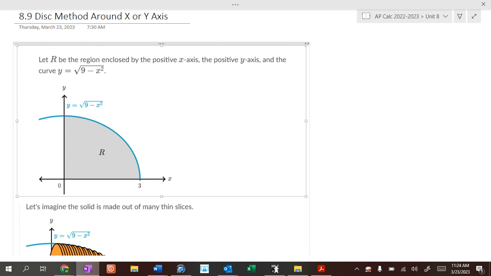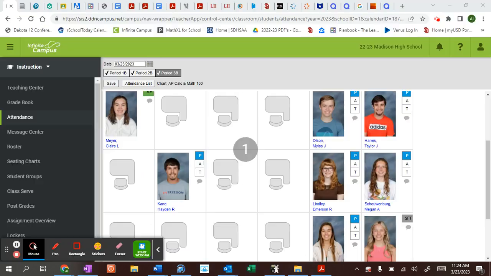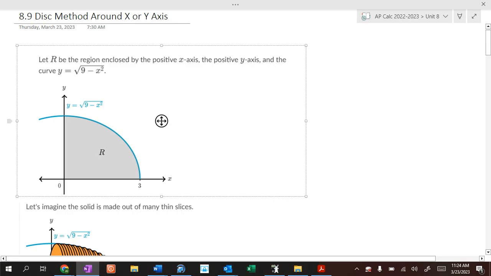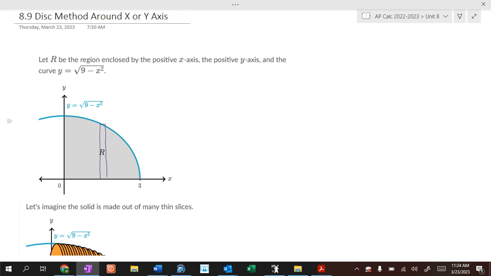Do you get what we're after? So then what we're going to do is take a little line like this and wrap it around, and that makes a little flat disc. If we add up all our discs together, then we can figure out the volume of this object that we just rotated around.